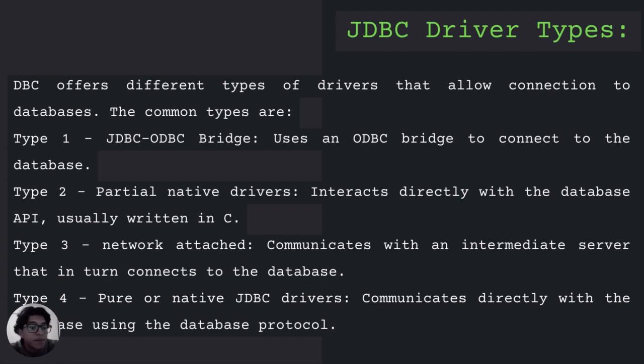Type 3, network protocol drivers, communicate with an intermediate server that in turn connects to the database. Type 4, pure or native JDBC drivers, communicate directly with the database using a database protocol.